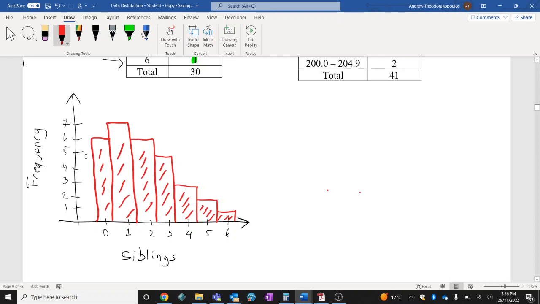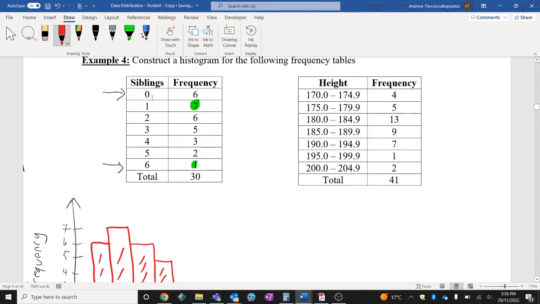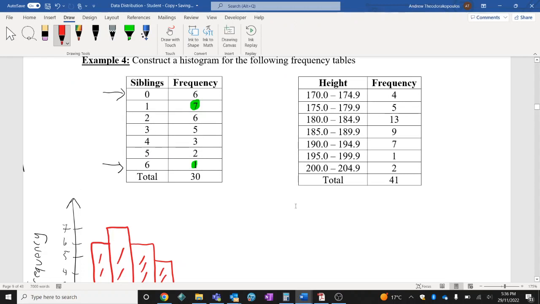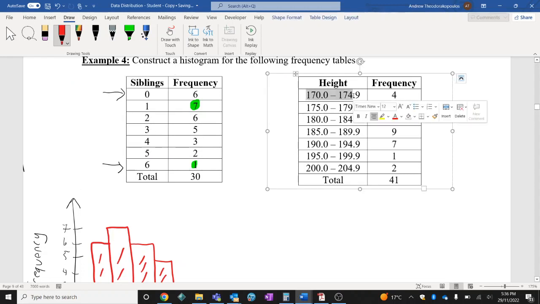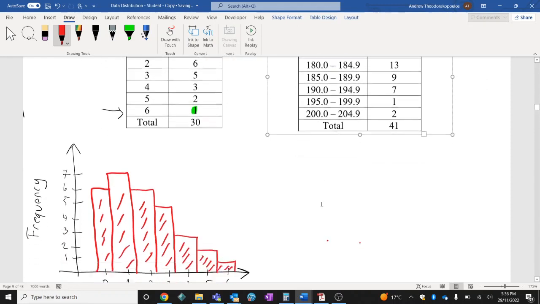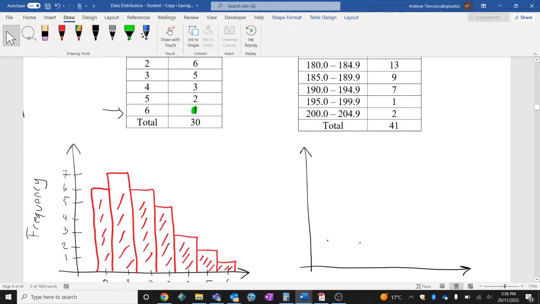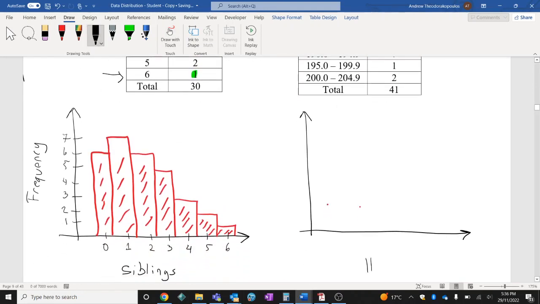Cool. And this is what happens when we have numerical data that is discrete, because we only have a limited number of values, 0 to 6, and we've got to count for each of them. Slightly different though when you have interval grouped data. Not too different, same sort of thing. So let's straight away set up the two axes. At the bottom, this is all about height, so we're going to put height. And on the side, we're going to put frequency.